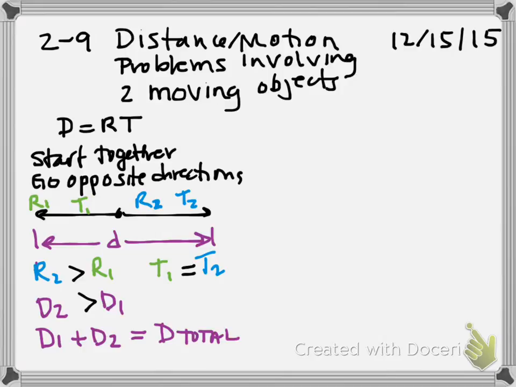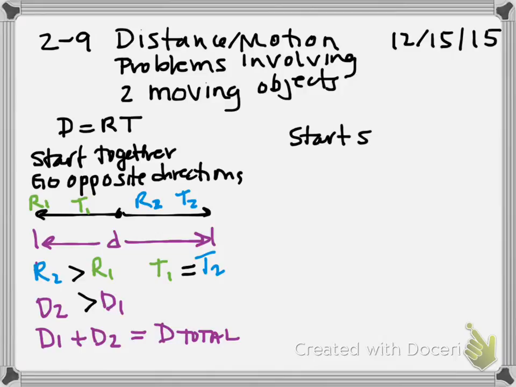So that's a scenario that we tend to see. Start together, but they go in opposite directions. A lot of times this is planes. Start at the airport, one goes east, one goes west. Same thing with trains. When you hear east and west, north and south, you know it's one of these types of problems, okay?